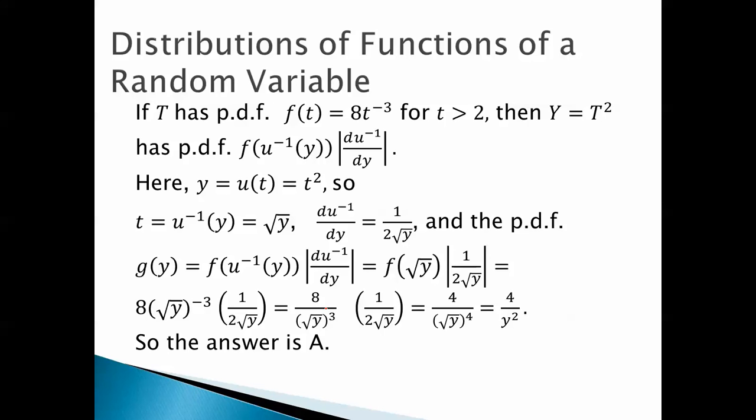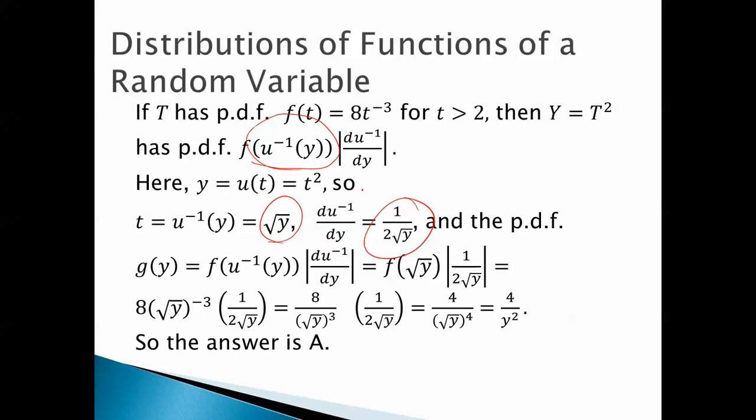If t has PDF f of t equals 8t to the negative 3 for t greater than 2, then y equals t squared has PDF, okay, again, we've got that factor, f of u inverse of y times the derivative of u inverse with respect to y. Here, y equals u of t is t squared, so t is u inverse of y. In other words, that's going to be square root y. And the derivative of square root y is 1 over 2 root y.